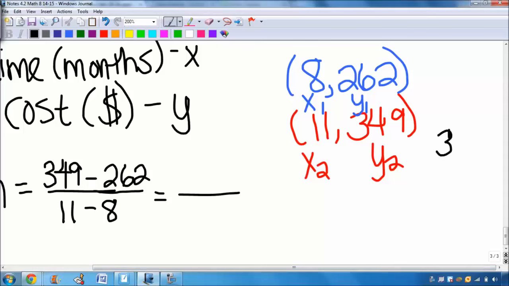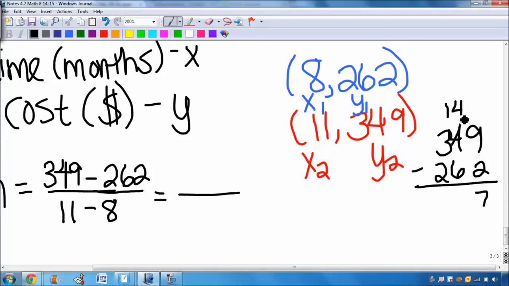I'm going to figure out what 349 minus 262 is. 9 minus 2 is 7. I can't subtract 6 from 4, so I'm going to have to borrow. So this becomes a 14, this becomes a 2. 14 minus 6 is 8, and then 2 minus 2 is 0. So I get 87. But the question is, this is 87 what? Well, this 349 was dollars, this 262 was dollars, so the difference that they paid was $87. It's the rise. And it makes sense because Kim paid $87 more than Brianna did.